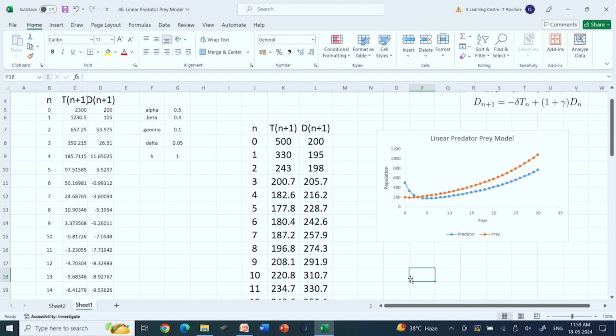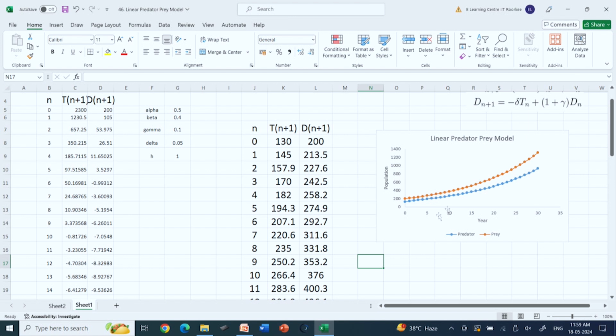Now quickly, what will happen if I change the initial condition? So this system is now unstable and I am playing with the initial condition. Say I make this 150. Let's see. Okay, still it is unstable and it is increasing unboundedly.